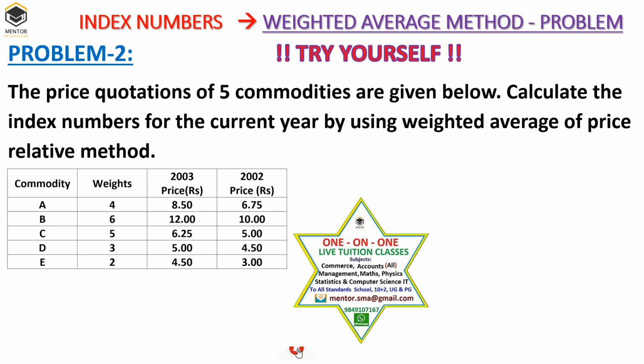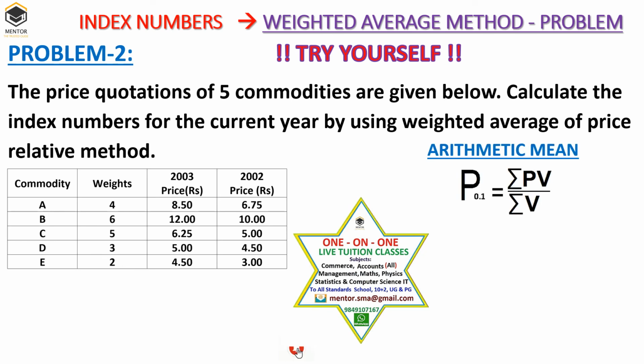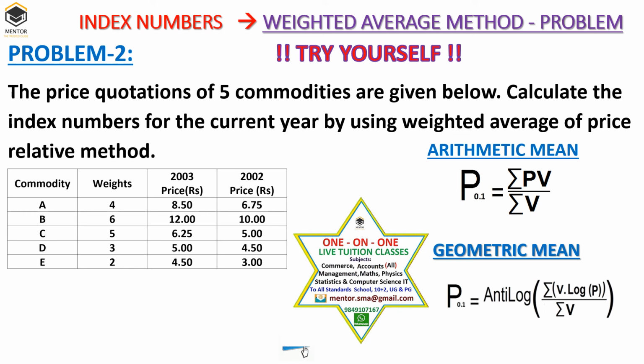So you know the formulas of arithmetic mean and geometric mean. Arithmetic mean formula is P01 is equal to summation PV by summation V. What is the formula of geometric mean? P01 is equal to antilog of summation V log P divided by summation V. After solving this question by yourself, go to the description wherein you will be finding the final values of arithmetic mean and geometric mean. First do the problem on your own, after that go to the description and check the values of arithmetic mean and geometric mean.